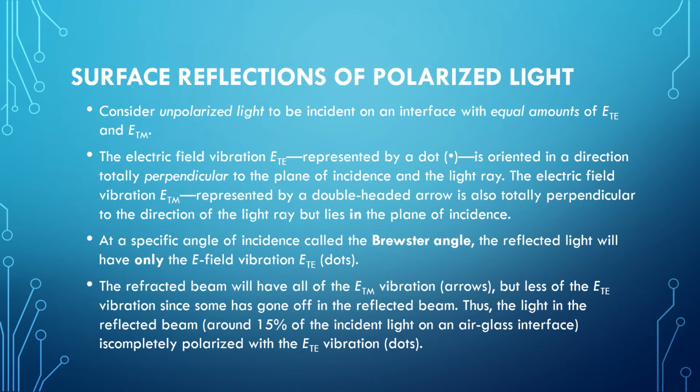The refracted beam will have all of the ETM vibration arrows, but less of the ETE vibration, since some have gone off in the reflected beam. Thus, the light in the reflected beam, around 15% of the incident light on an air-glass interface, is completely polarized with the ETE vibration.